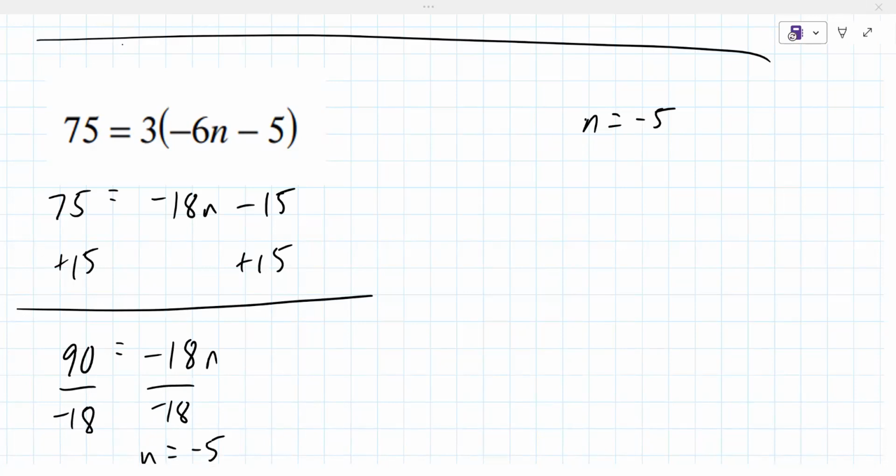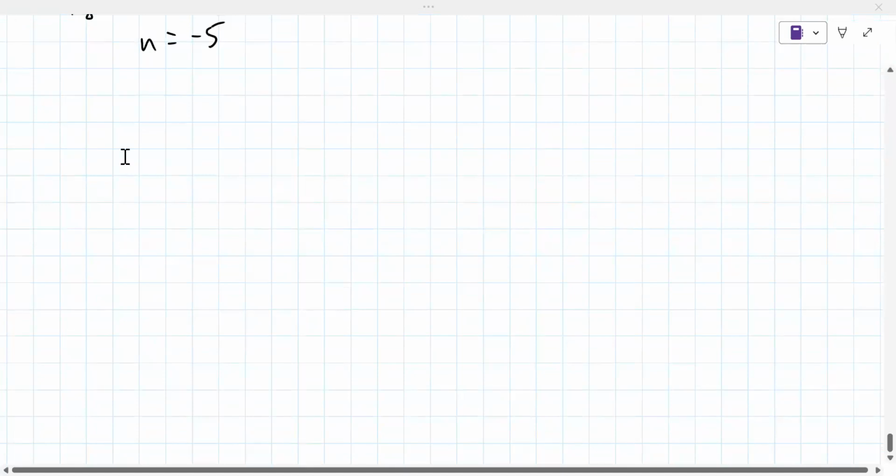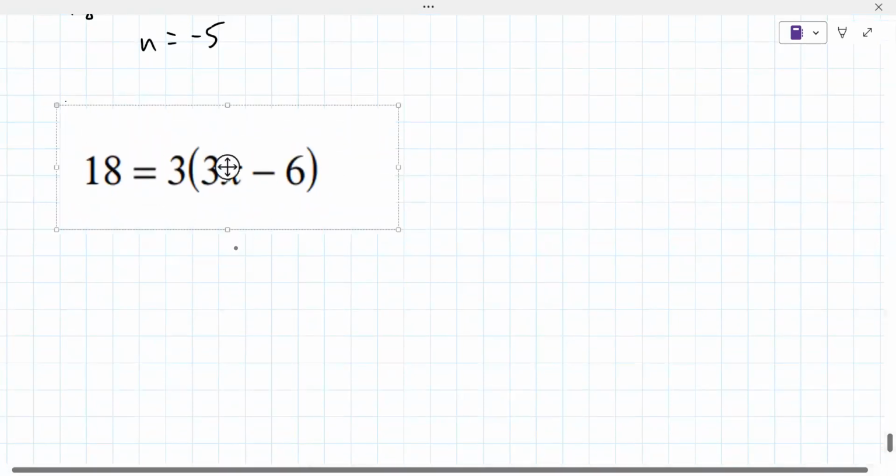Yeah, here's a good one. Numbers are a little smaller, a little more manageable on this one. All right, so here's one more for you to take a look at.